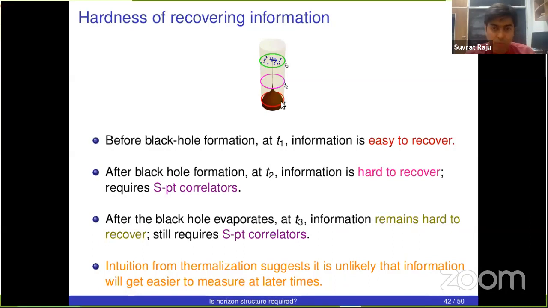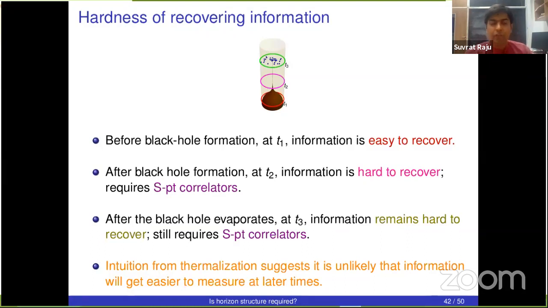recover because you just have an observer who can make simple measurements and determine what the state of the system is. After the black hole is formed, which is displayed by this slice T2, the information is hard to recover, and a naive estimate would suggest that it requires S-point correlators. But after the black hole evaporates, which is this time T3, the information is still hard to recover, and it still requires at least S-point correlators.